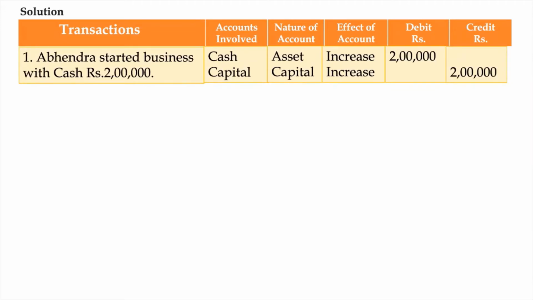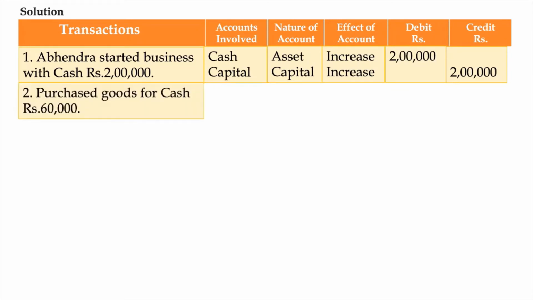Okay. Now, the next transaction is purchased goods for cash rupees 60,000. Now, Abhindra has purchased goods for cash rupees 60,000. What type of accounts are involved in this transaction? Purchase and cash. Purchase account and cash accounts are involved in this. So, purchase is of which nature? Purchase account is of which nature? It is of expense, and cash account is asset.